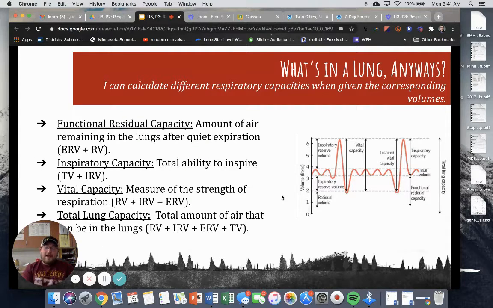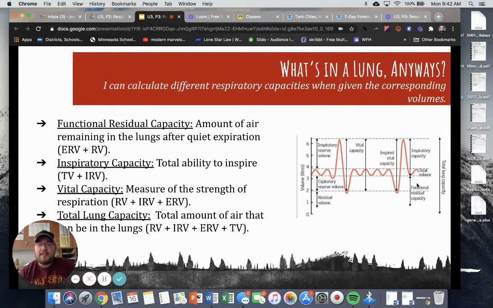Now we're going to talk about capacities. So the capacities, again, are multiple volumes combined together. So a functional residual capacity is the amount of air remaining in the lungs after a quiet expiration. So that's going to be your expiratory reserve volume and your residual volume, okay? So that's going to be, let's find it on here, functional residual capacity right in here. Okay, so basically how much air is left in your lungs after a forced breath, and then how much you had in that forced breath. Okay, that's your functional residual capacity.